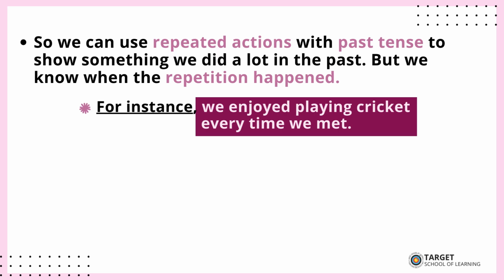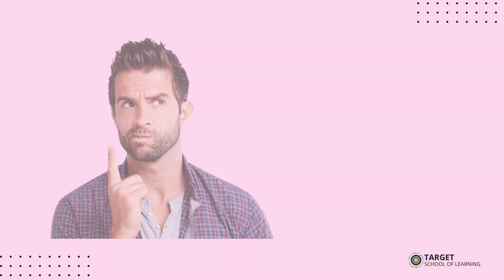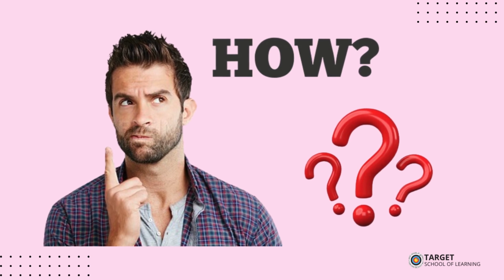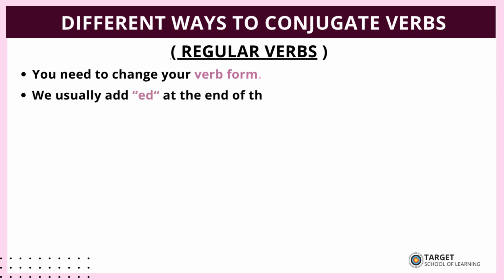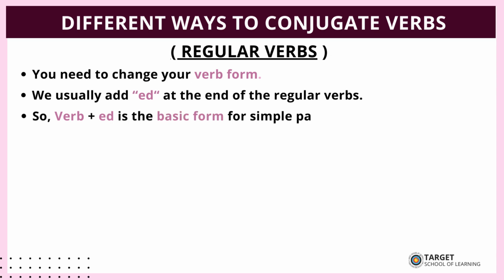Now we know when to use simple past and why to use it. But how do we make simple past tense sentences? For that, you need to conjugate your verb. That is, you need to change your verb form. We usually add ed at the end of the regular verbs. So, verb plus ed is the basic form for simple past tense verbs.